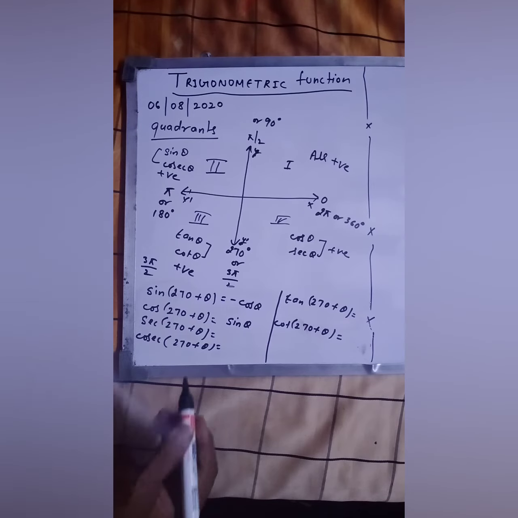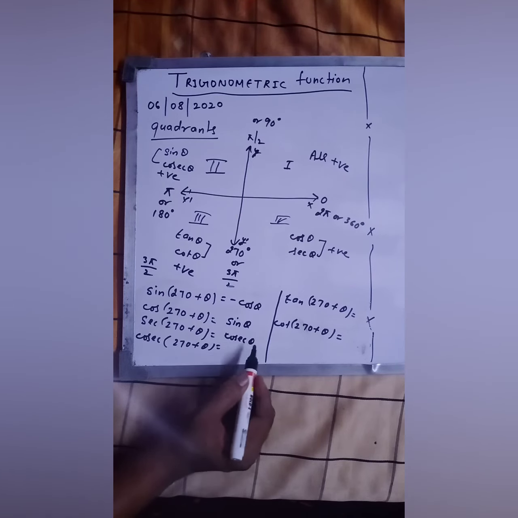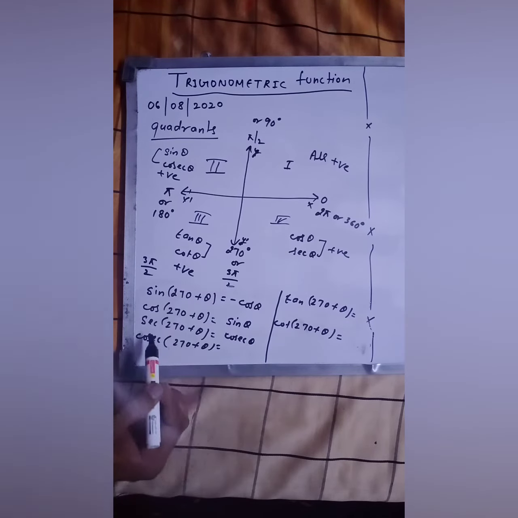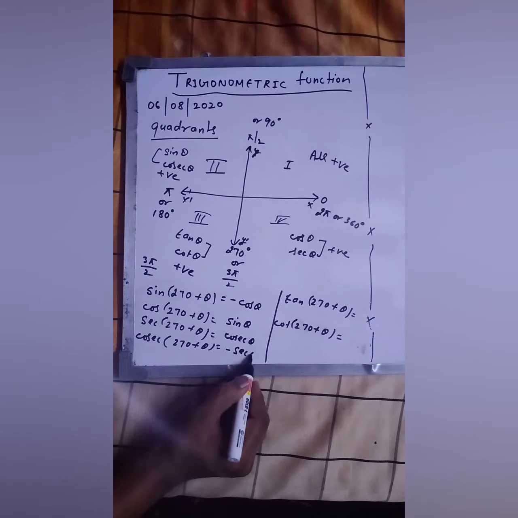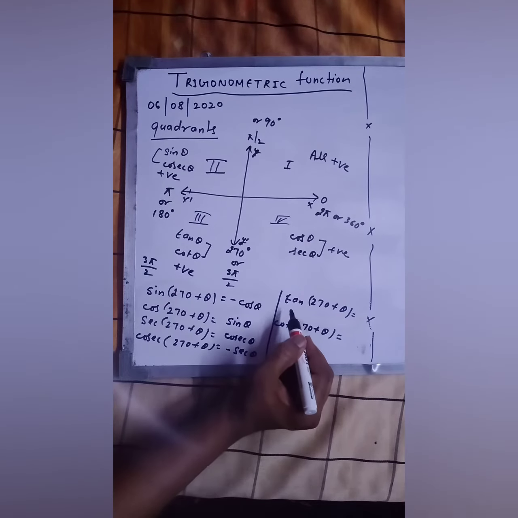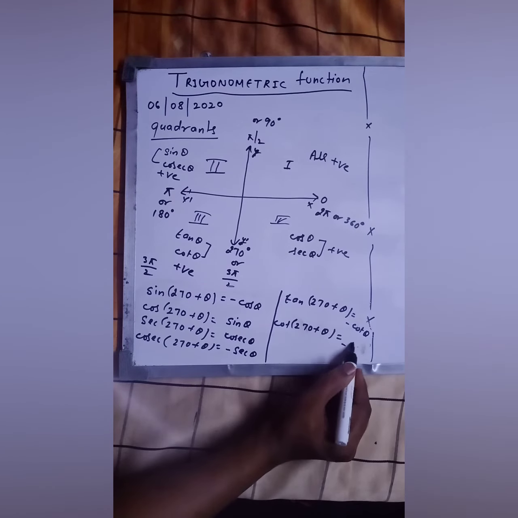Okay. Sec 270 plus theta will be cosec theta, positive cosec theta, because sec is positive in the fourth quadrant. Similarly, cosec 270 plus theta will be negative sec theta, because cosec is negative in the fourth quadrant. Fine. Similarly, if you talk about tan, it would be minus cot theta, because tan is negative in the fourth quadrant, and similarly cot will be minus tan theta.